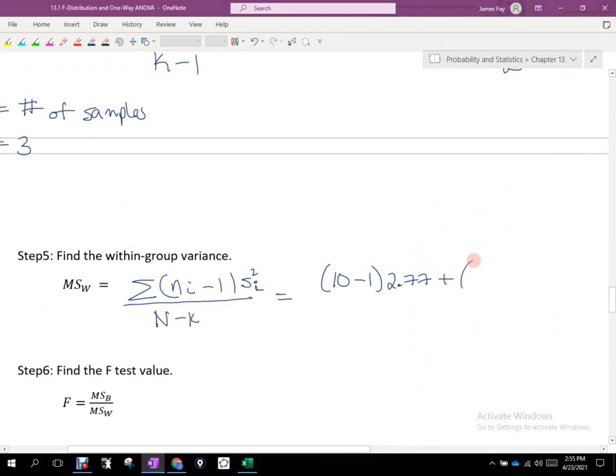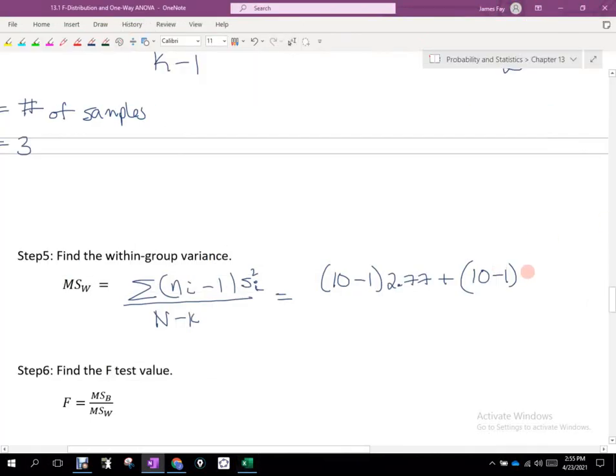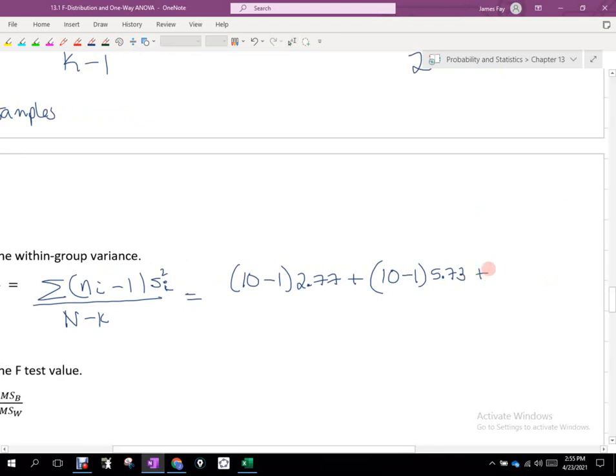Then we're going to add to that n sub 2, so sample size of sample 2 minus 1, times the variance of sample 2, which was 5.73. And now we're going to add to that n sub 3, so sample size of sample 3 minus 1, times the variance of sample 3, which was 4.1. And now we're going to divide that by N minus k.